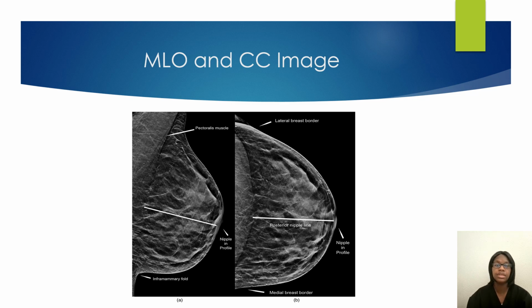And if you're looking at the arrows and how the text is saying which anatomy is being pointed to, you can see that the technologist who did this image did a great job. They got great muscle, they got a great IMF, and they got the nipple in profile on both pictures.